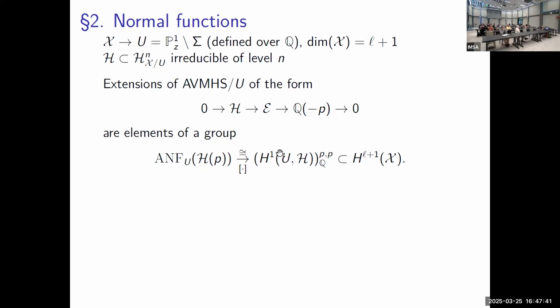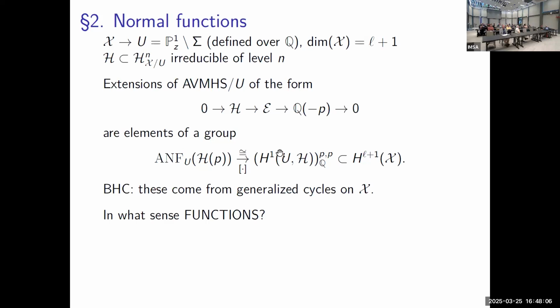Okay. Anyway, the admissible normal functions identify with the Hodge classes in this part of the total. Okay, according to the Hodge conjecture, the elements of this group should each correspond to a generalized cycle. What I mean by generalized cycle will come in a moment. But in what sense are they functions? These are just elements of the group.